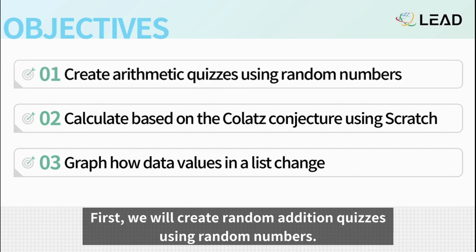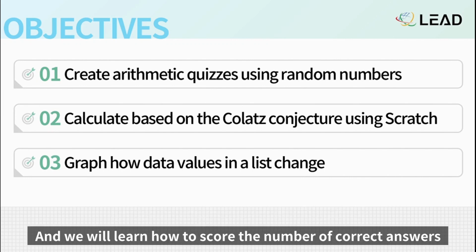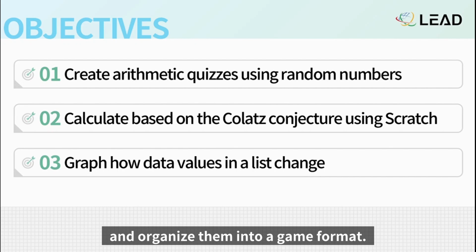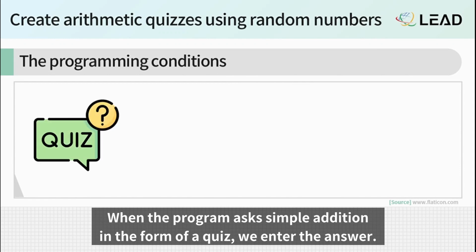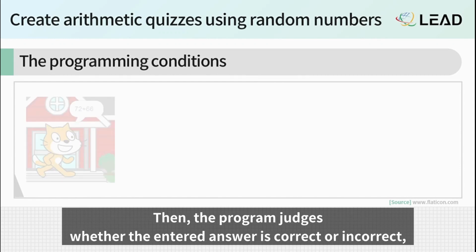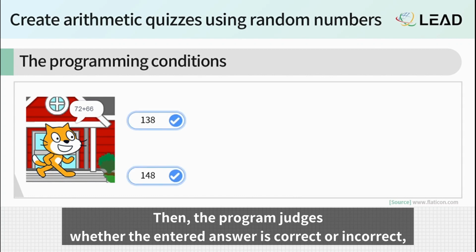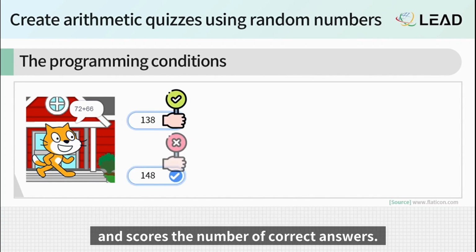First, we will create random addition quizzes using random numbers. And we will learn how to score the number of correct answers and organize them into a game format. When the program asks simple addition in the form of a quiz, we enter the answer. Then, the program judges whether the entered answer is correct or incorrect, and scores the number of correct answers.